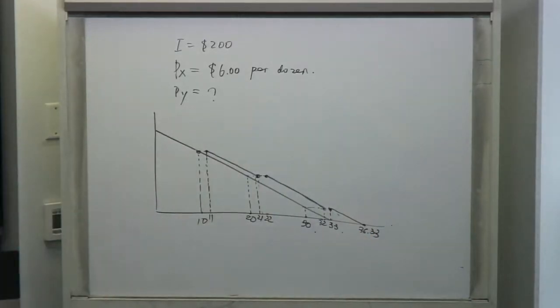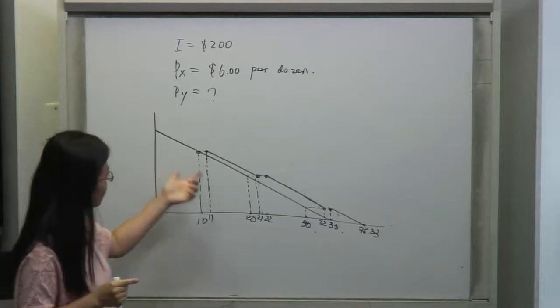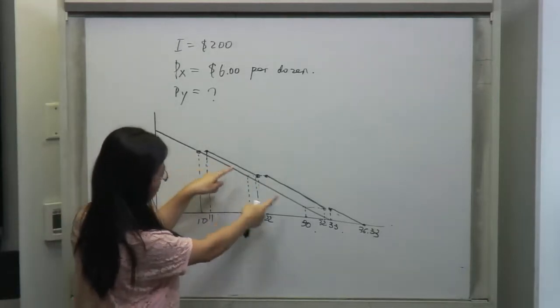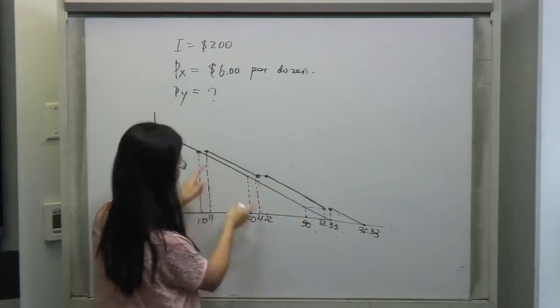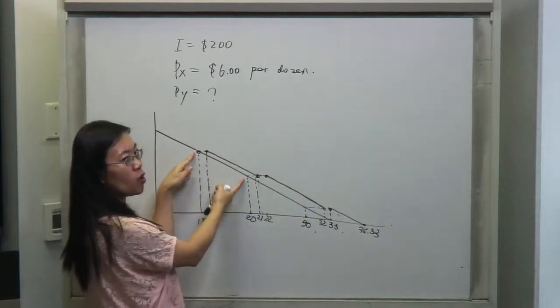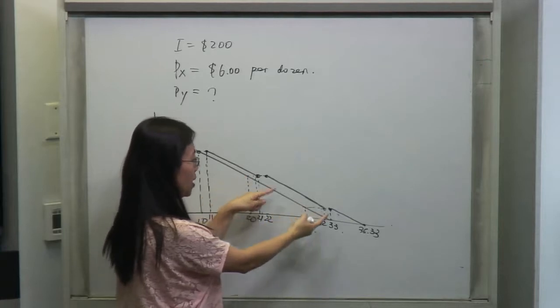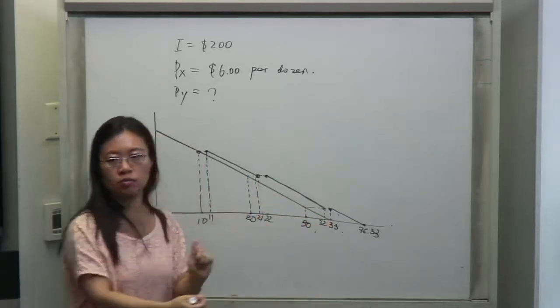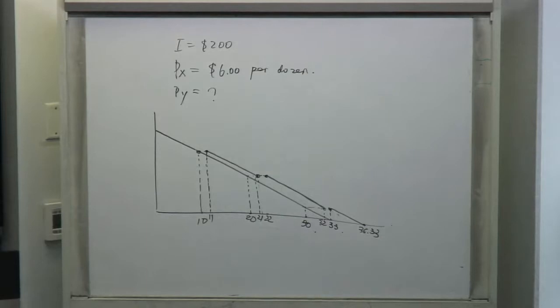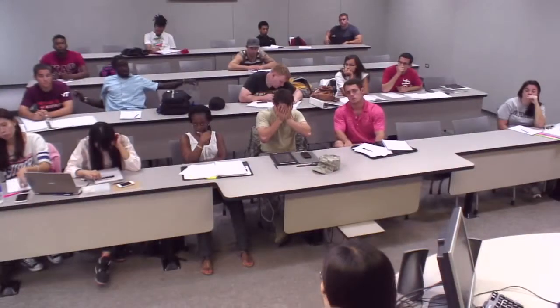So basically you have shifted three different sections. This section you shifted right by 1 unit. This section you shifted right by 2 units. And this section you shifted right by 3 units. So this is the new budget line. Practice this. You may understand part of it, but when you go home, do this graphing again.